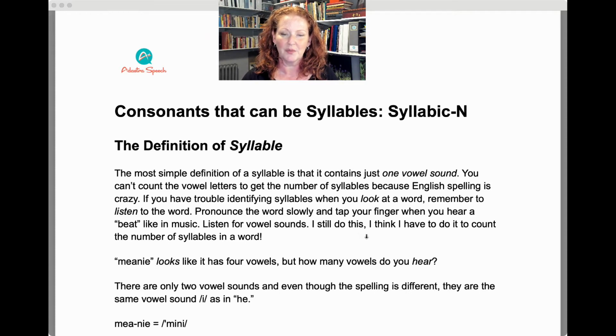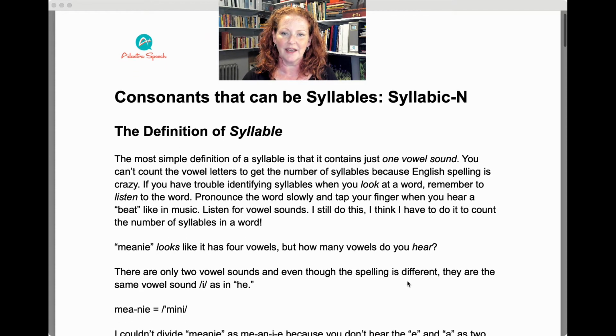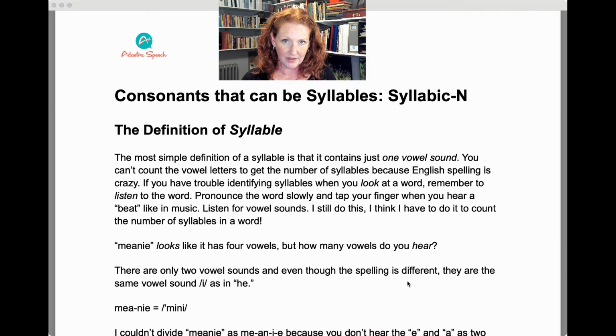As you can see here, the most basic definition is that it contains one vowel sound, and that's important because you can't just count on the letters. In the past, I've heard some people tell me they identify the syllables by counting the number of vowels. And that would be great if there was a one-to-one relationship between what you see and what you hear. But in English, spelling is crazy, so you can't just count the vowels. You have to count the vowel sounds.